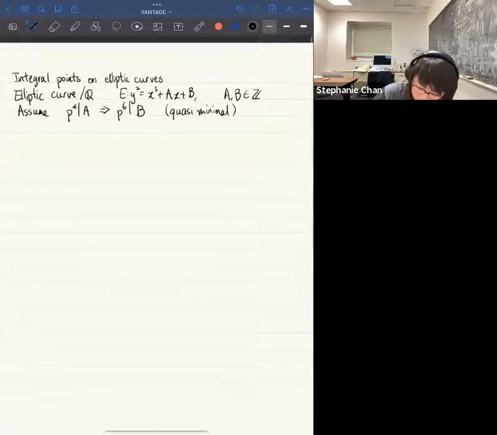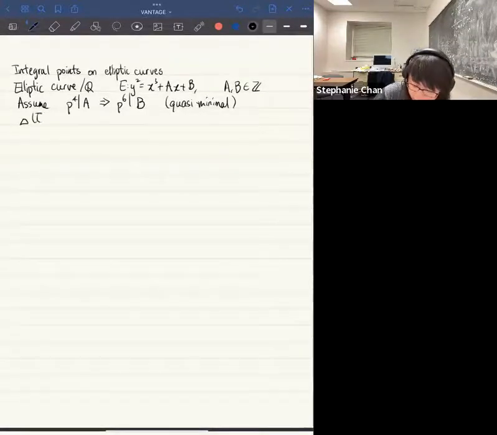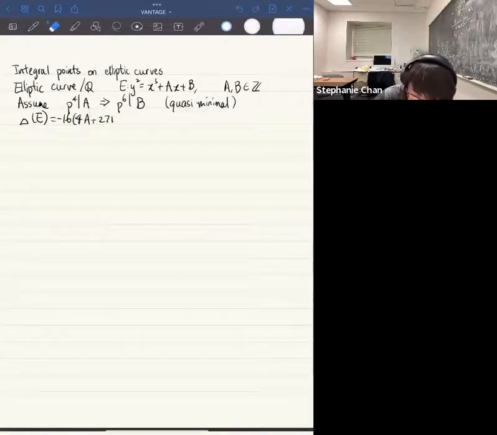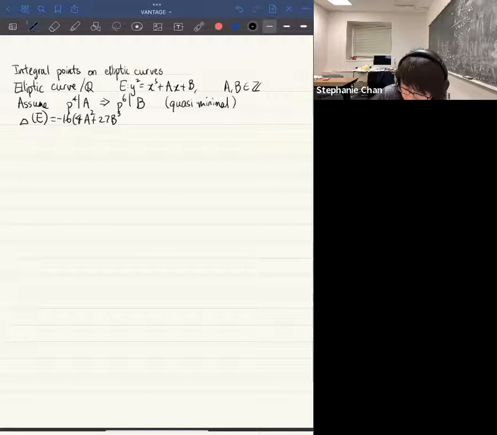The discriminant of this elliptic curve depends on a and b, so I'll just write down the formula for this. For this to be an elliptic curve, we need that the discriminant is not zero. The reason we take the quasi-minimal model is because we want to avoid the case where the integral point is actually from rescaling a rational point.